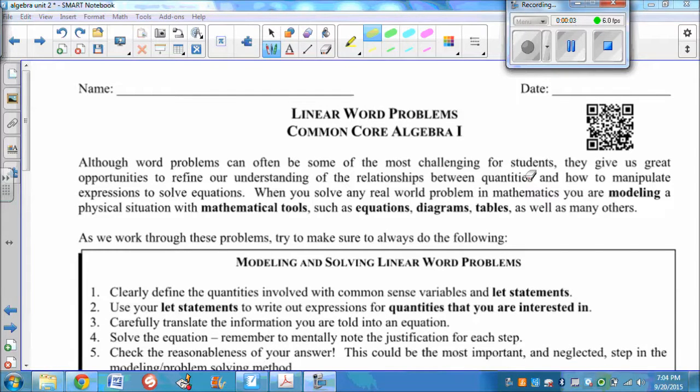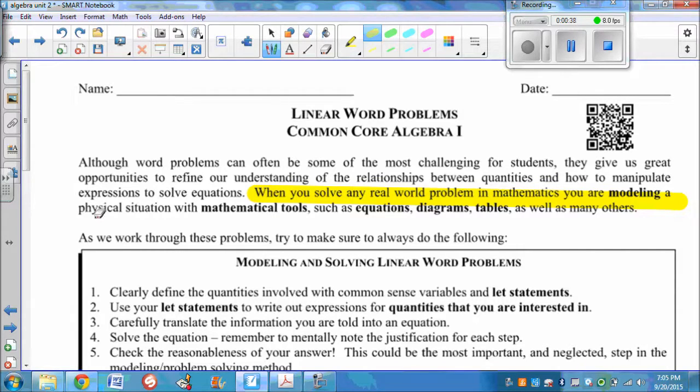Linear word problems. I guess there's two things in math that kids tend to dislike the most. One of them is fractions, and the other one is word problems. I tend to think that kids dislike them because they're a little bit on the challenging side. But unfortunately, any type of real world math comes in the form of a word problem. So let's tackle it and see what we can do to ease that stress around word problems.